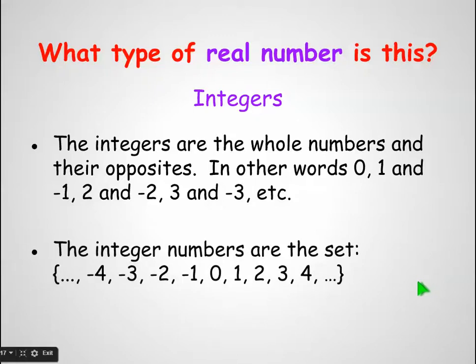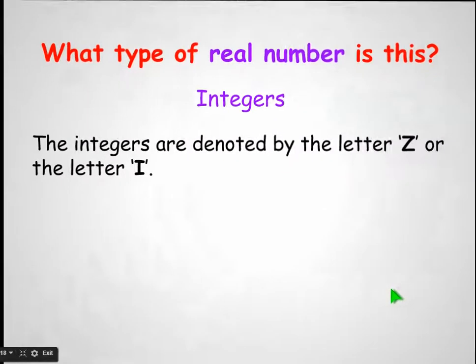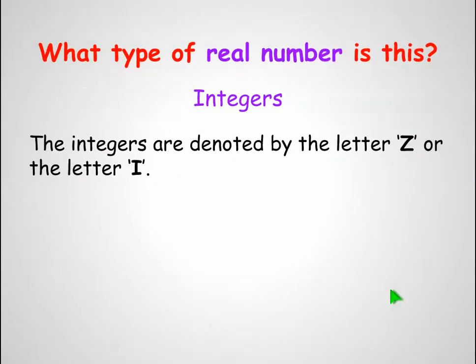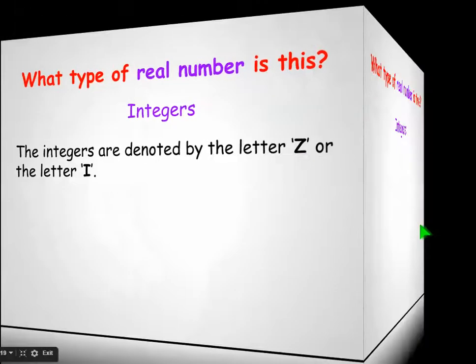The integer numbers are the set {..., -4, -3, -2, and so on, 2, 3, 4, ...}. It goes in both directions forever and ever, for infinity. The integers are denoted by the letter Z or the letter I. Z based on the German word for integer, I most likely because integer starts with an I.